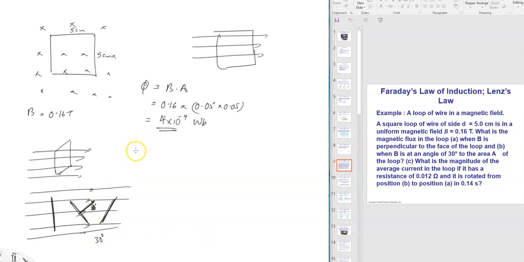So what happens? Flux is BA cosine theta. So this is BA, 4 times 10 to the negative 4, and we multiply it by cosine 30, which gives you 3.46 times 10 to the negative 4 Webers.